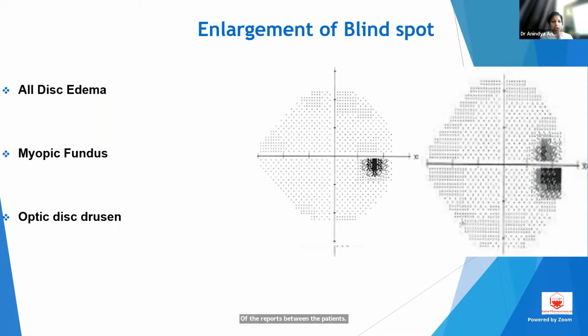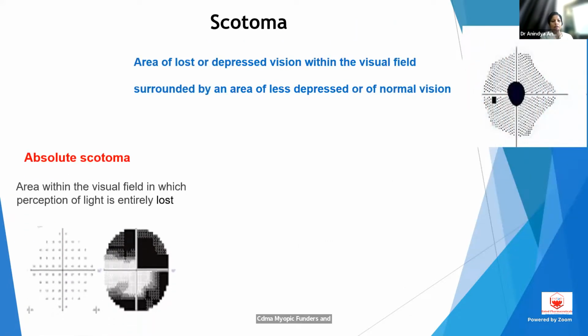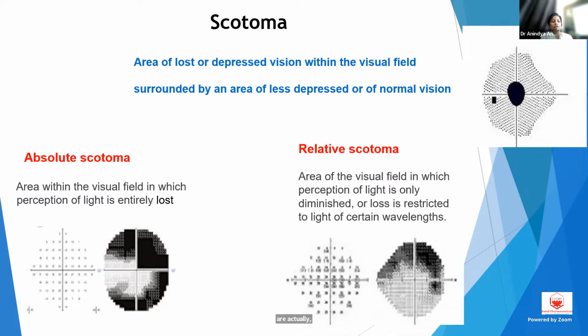So enlargement of the blind spot, this is the blind spot. This enlargement can happen with disc edema, myopic fundus, and optic disc drusen. So scotomas are divided into two types. Scotomas are actually localized depressed parts of the visual field. So either it can be absolute scotoma or relative scotoma. Absolute scotoma, you will consider this when even after increasing the stimulus, the defect will be there. It will not go. It will not change. That is absolute scotoma. That means there is complete absence of sensitivity. Relative scotoma is there when, if you increase the stimulus size or stimulus intensity, the person will be able to identify the stimulus.